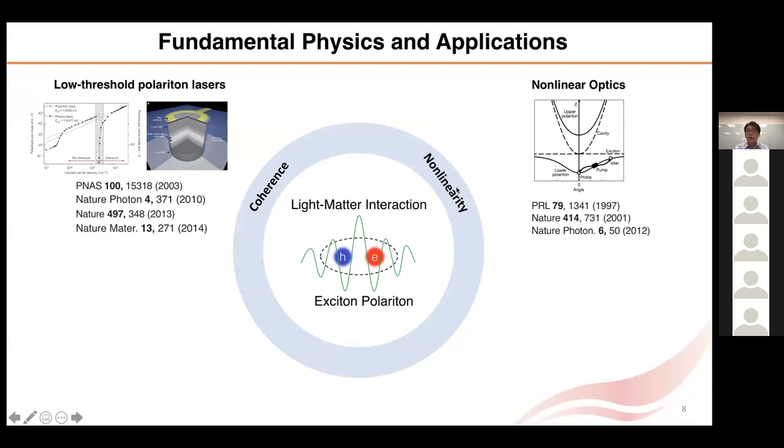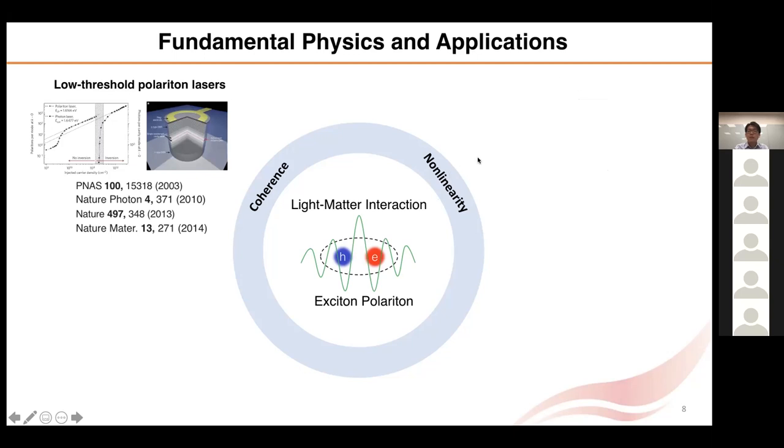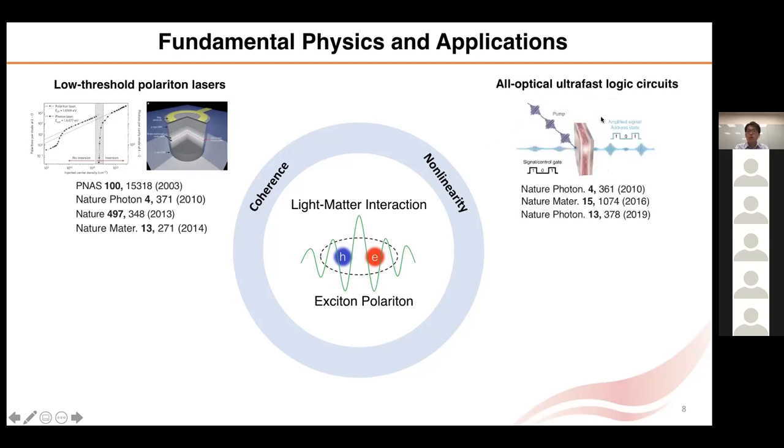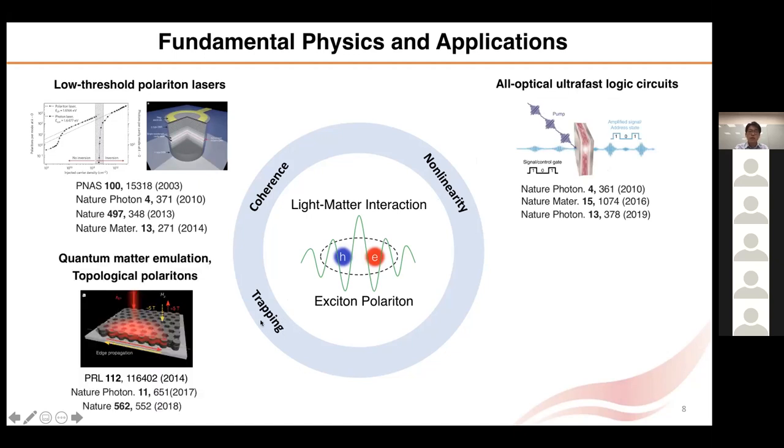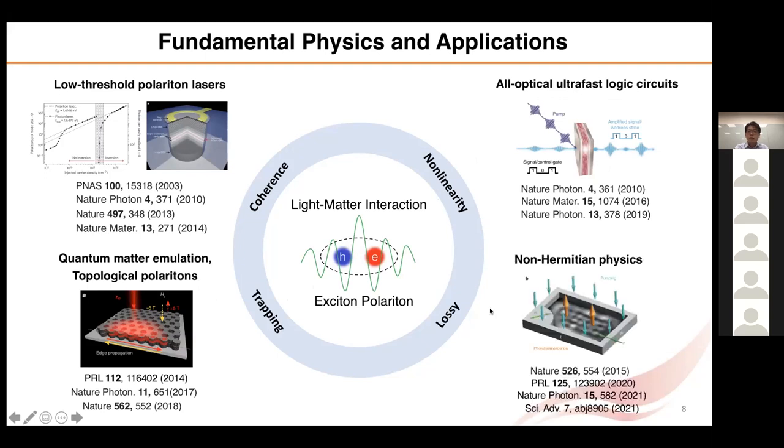And this nonlinearity can be further explored to realize optical ultrafast logic gates. Well, with their photonic components, they can be easily confined in microstructures to trap them to serve as artificial atoms. This provides us a way to emulate quantum matter or realize topological polaritons for robustness. In addition, being intrinsically lossy, polariton systems also provide a good platform for investigating the rich non-Hermitian physics.